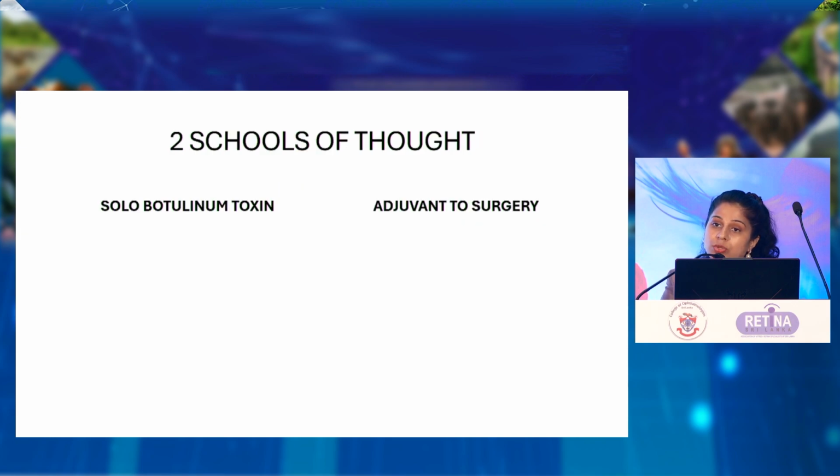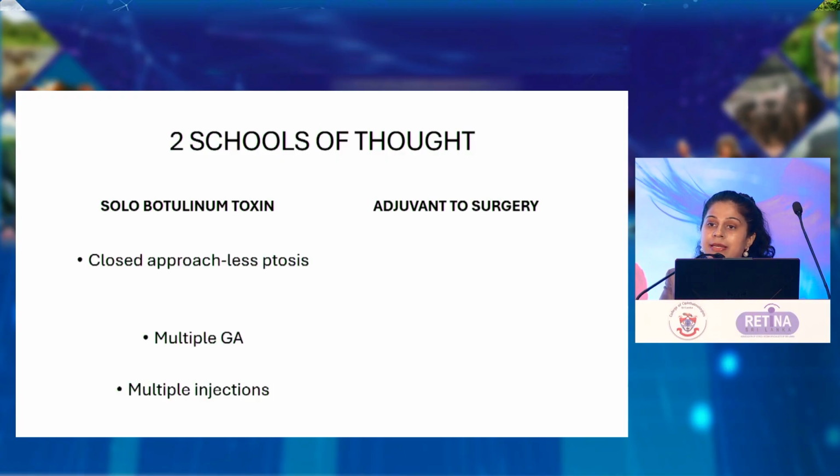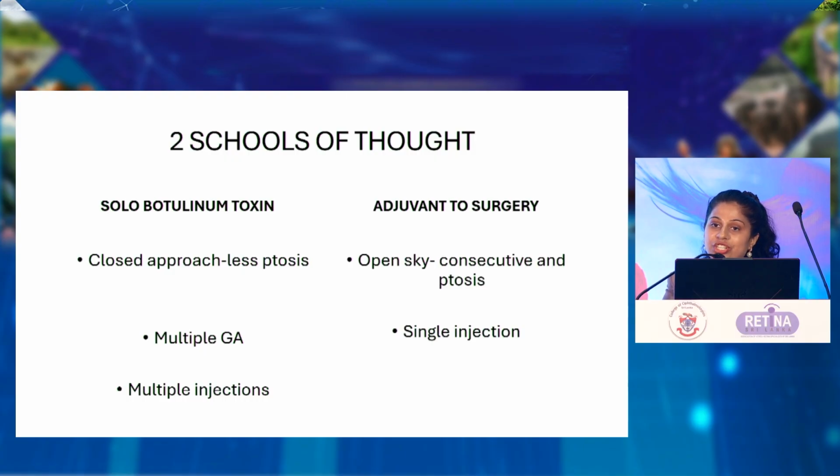So there have been two schools of thought with respect to botulinum toxin in infantile esotropia. The first school of thought says solo botulinum toxin, no surgery, but then solo requires multiple procedures and multiple GAs would be required. Advantages here: we can go through a closed approach, so fewer doses and less extravasation into surrounding tissues. When used adjuvant to surgery, usually a single injection takes care of our procedure. And because it is open sky, to some extent post-operatively, we do see ptosis as well as a consecutive exotropia.